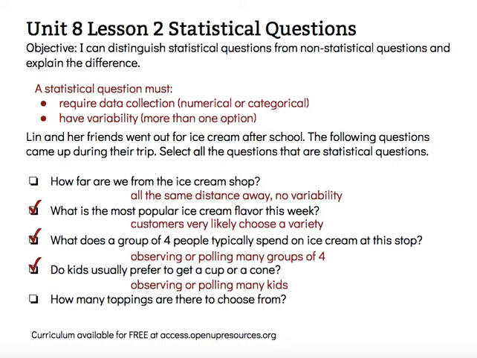How many toppings are there to choose from? Well, this is a high-functioning ice cream shop. They never run out of toppings. So it does not matter what time of day you purchase or who you are when you're buying your ice cream. There's exactly the same amount of toppings every time. There's no variability. And since there's no variability, it cannot be a statistical question.